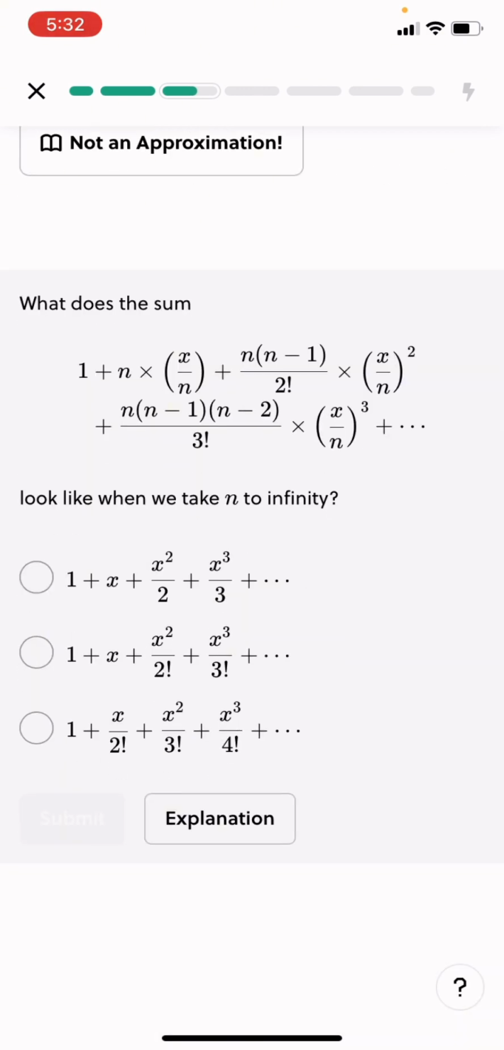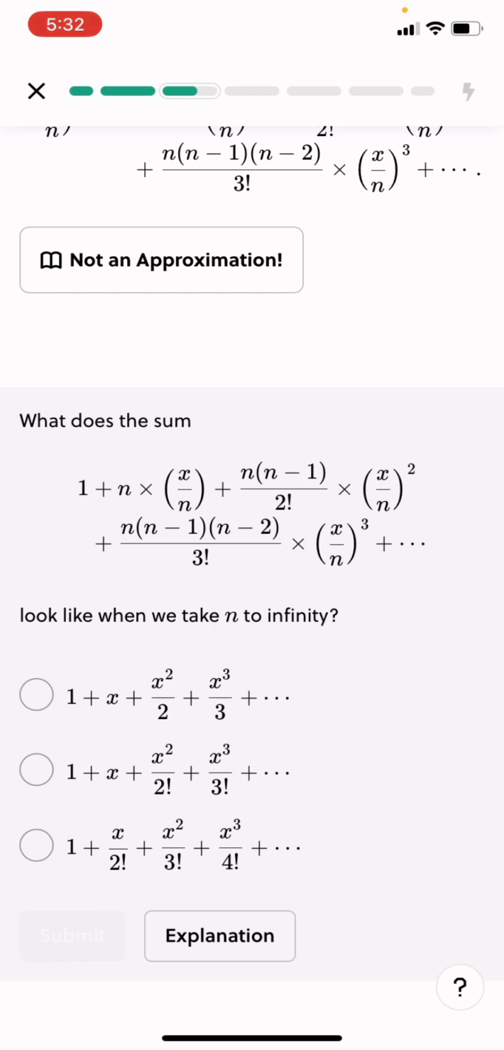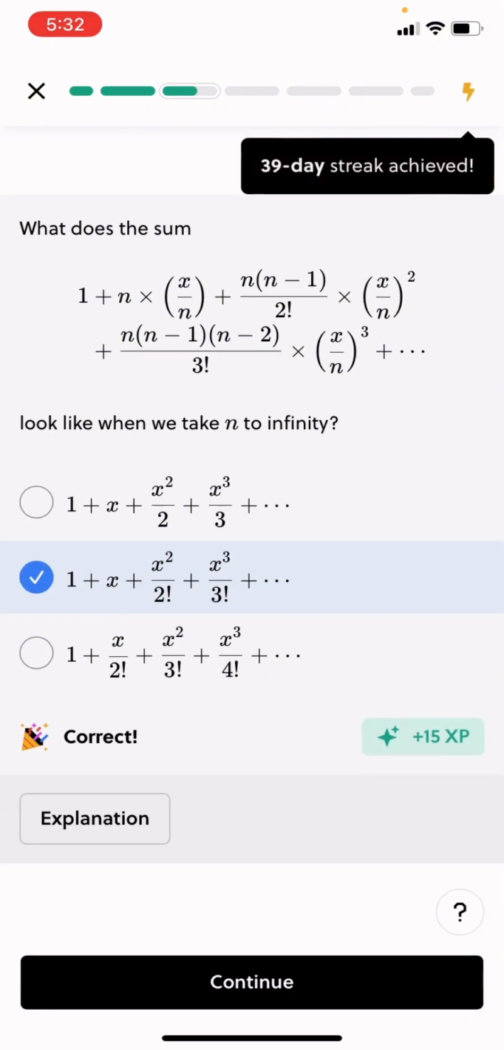Okay, you can see what the sum looks like when we take n to infinity. So let's see what would be the best answer. What would be best? It looks like this would be best. It seems like, because we probably should be starting with x. Yeah, that's correct.